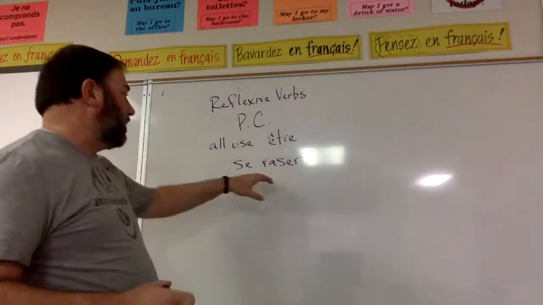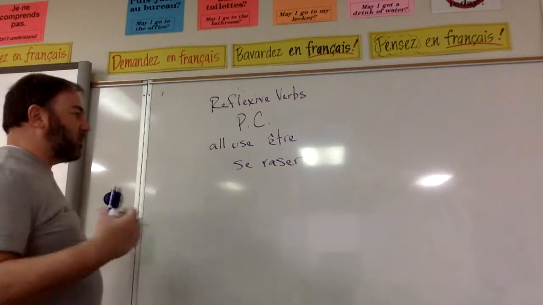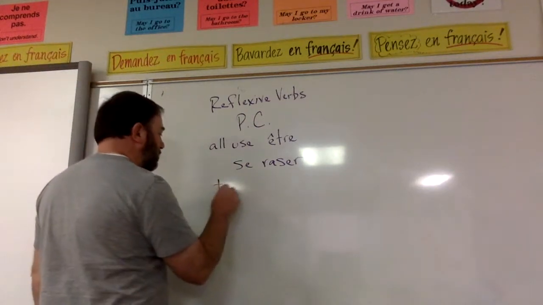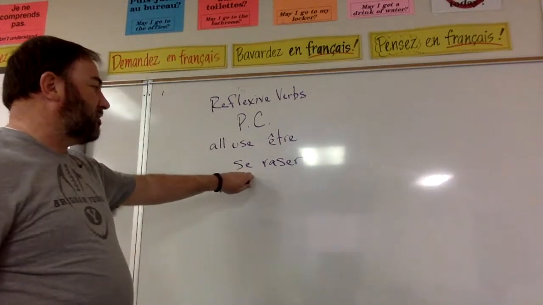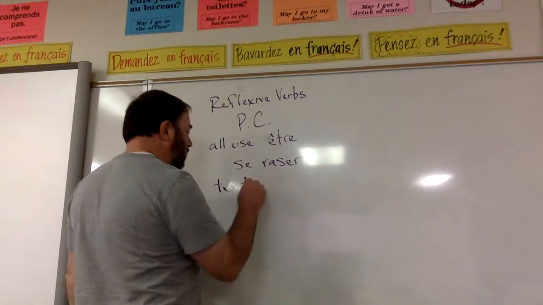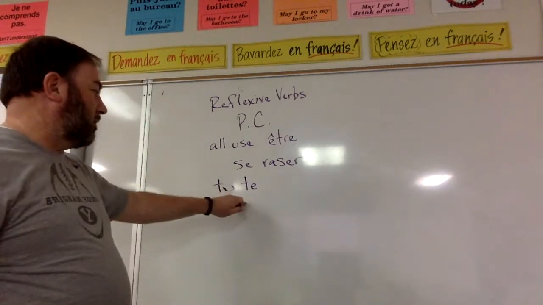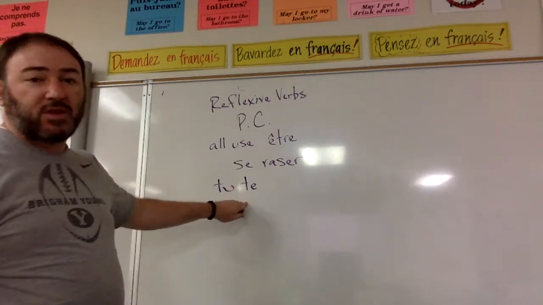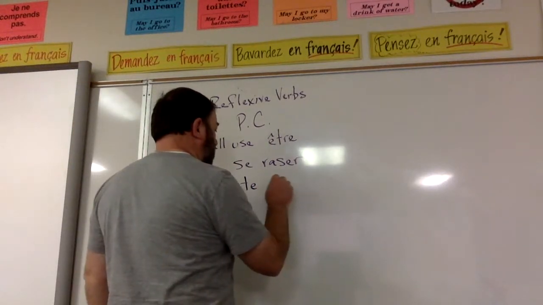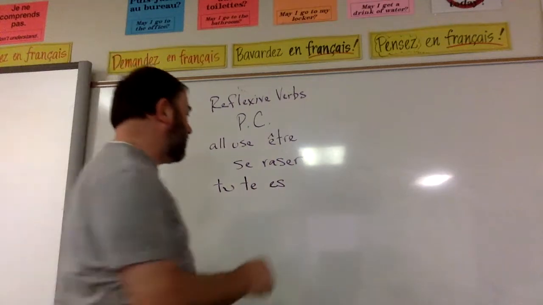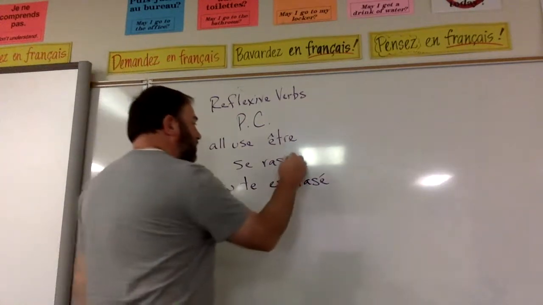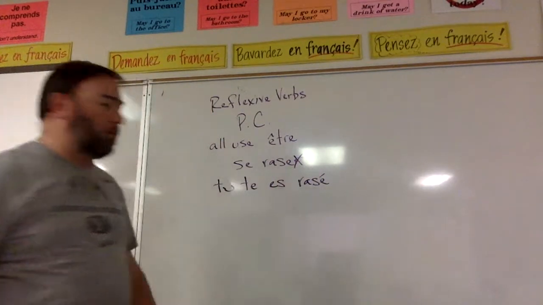So that's easy. Now, we're going to conjugate it for tu. So you're going to say you shave yourself. So, tu, and remember our reflexive pronoun for se raser, for tu, is te. Now, even in passé composé, you have to have the reflexive pronoun in there. So tu, te, and we conjugate être for tu, which is es. Raser. Okay, it's a regular ER verb, so you drop the R, put an accent aigu over the E.